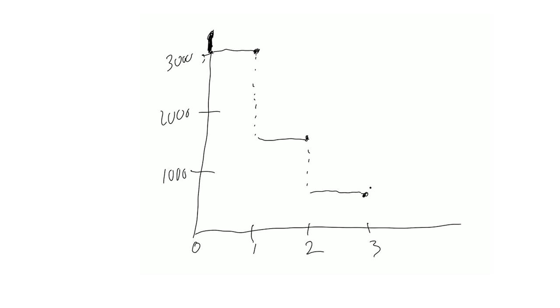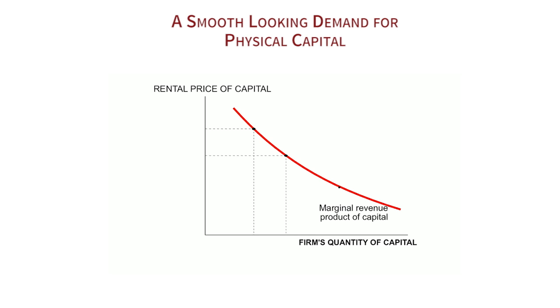It's downward sloping. As is often the case when we derive this numerically, it looks like some steps, but nonetheless it's downward sloping. And if you had more options in terms of number of food trucks, or you had a lot of food truck companies in the area, this will become smoother. And so based on these considerations, you'll get a more smooth-looking curve for the demand for physical capital, and it's downward sloping as shown in this picture.